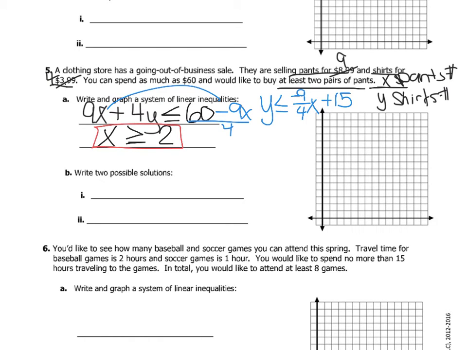The x is greater than or equal to 2. That's one of those special lines. It's a vertical line because it's crossing the x-axis at 2. So let's go ahead and graph this one. This one's easy to graph. Just draw a vertical line crossing 2 on the x-axis. Now, your mom said you better buy at least 2 pair of pants, so she means 2 or more, right? So more would be 3, 4, 5, so that's going this way.